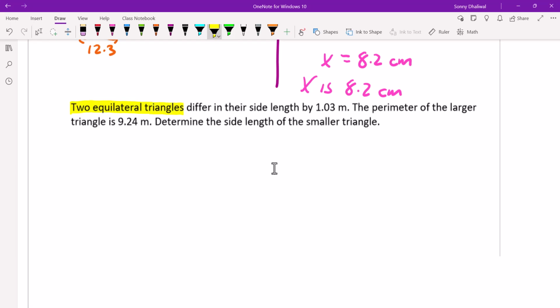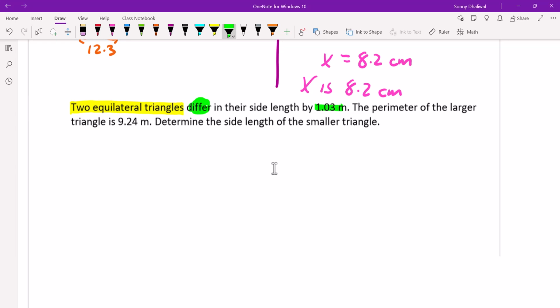Okay, so we have 2 equilateral triangles. Vocabulary. What is an equilateral triangle? All the sides are equal. So we have 2 of them, and it says they differ by 1.03. So we have 2 triangles, one's bigger, one's smaller.